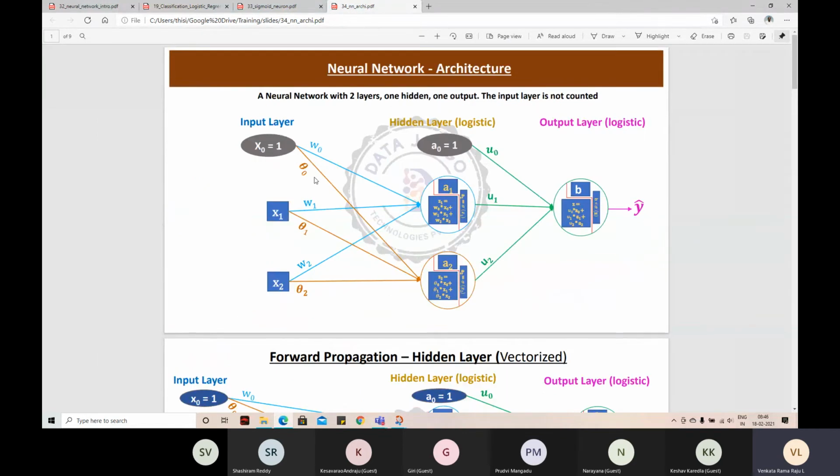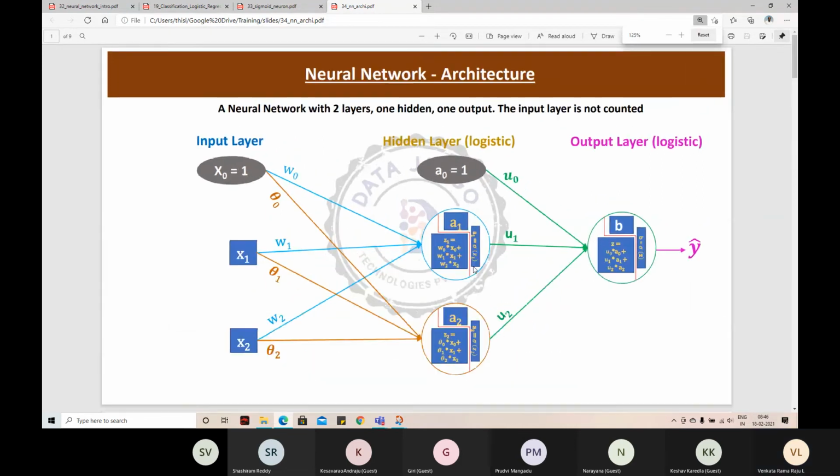I have taken a simple neural network with one input layer, one hidden layer, and one output layer. Here I have two inputs, x1 and x2, and x0 is the bias term. For simplicity I denoted the weights going into this node as W0, W1, and W2. The weights going into this neuron I denoted theta 0, theta 1, theta 2. If you can see carefully, Z1 is calculated using W0 x0, W1 x1, W2 x2. Z2 is calculated using theta 0 x0, theta 1 x1, theta 2 x2. Just for notational purposes.